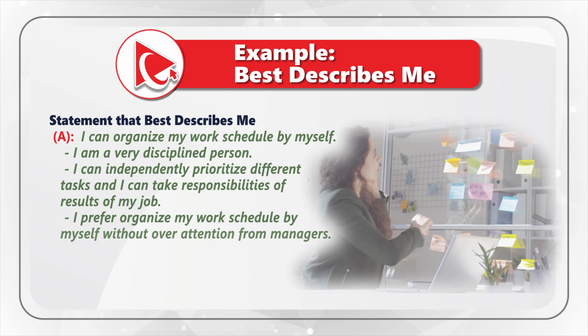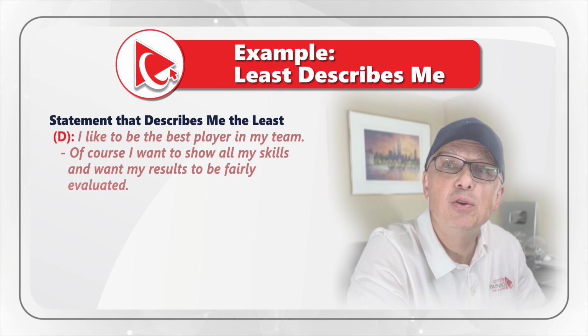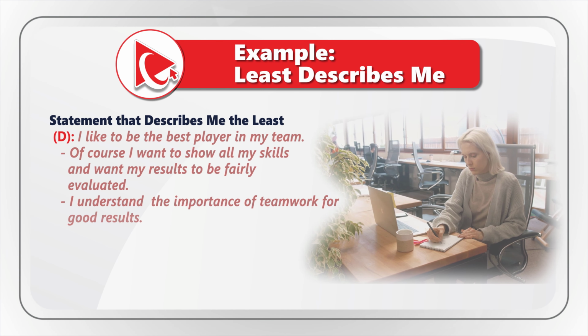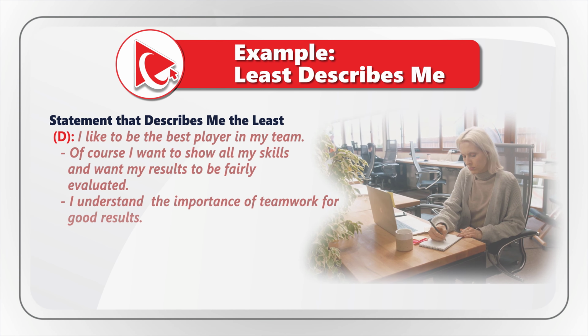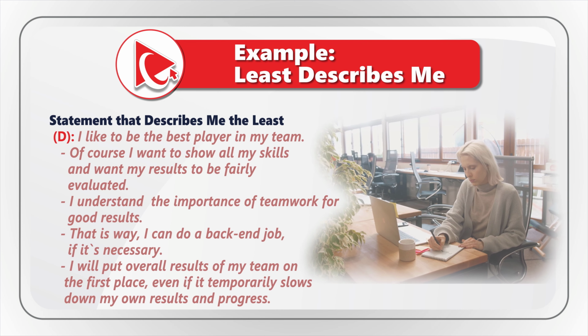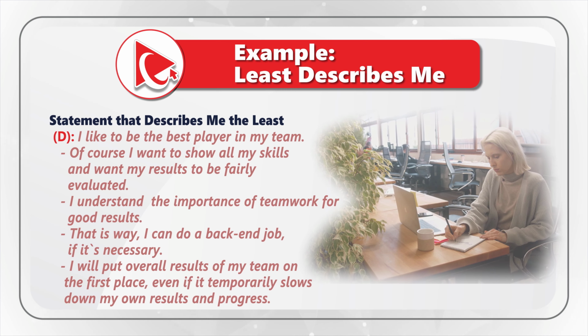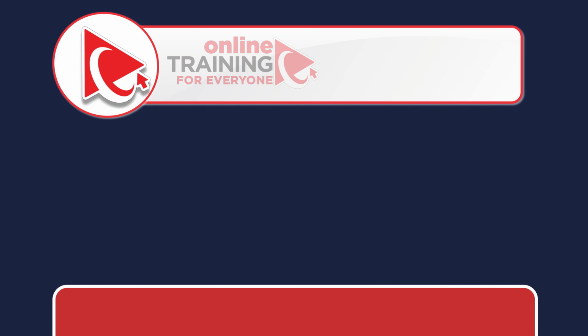Now let's look at the choice that least describes you and considerations you might consider providing. For that statement, I selected choice D. I like to be the best player on my team. Of course, I want to show off my skills and I want results be fairly evaluated. But I understand the importance of teamwork for good results. And in this way, I can do a back office job when it's necessary. I will put overall results of my team in the first place, even if it's temporarily slows down my own results and my progress.